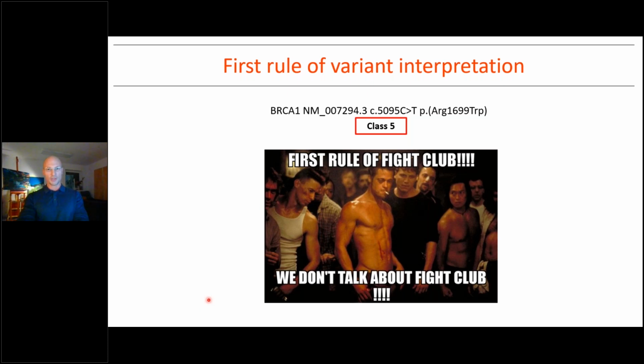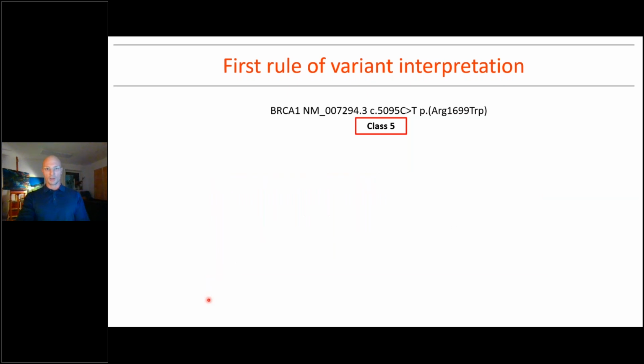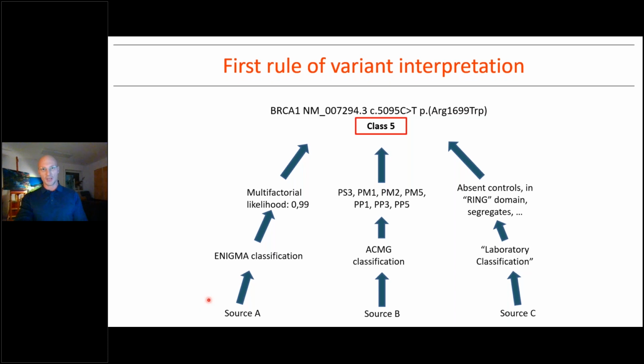And in variant interpretation, it's actually exactly the other way around. So my first rule in variant interpretation is you never ever uncritically adopt the classification of a variant from a database, the literature, your colleague, or any other smart tool which is now available, but you always try to identify the underlying evidence, and you definitely talk about variant interpretation. This can be exemplified by showing you that we can reach this class 5 by very different pathways.